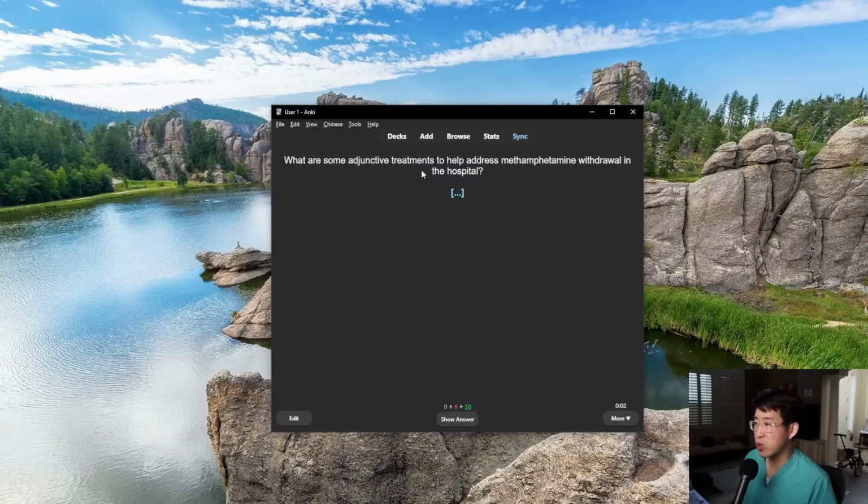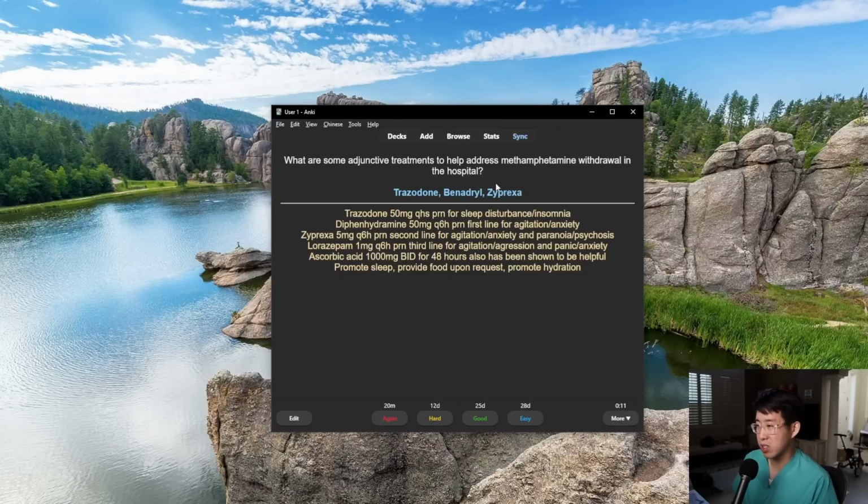What are some adjunctive treatments to help address methamphetamine withdrawal in the hospital? I learned this from my psych intern actually, but there is evidence for trazodone, Benadryl, Zyprexa, even Ativan if needed, and even vitamin C apparently is helpful. And then a huge part of making patients with meth withdrawal more comfortable and more willing to stay in the hospital to receive care, rather than getting withdrawal symptoms and wanting to leave right away, is promoting their sleep with these medications, and then also providing excess food. So they get these very, very strong hungers when they're going through the withdrawal phase. And so double portions for these patients can go a long way to helping them stay in the hospital to receive their treatment.